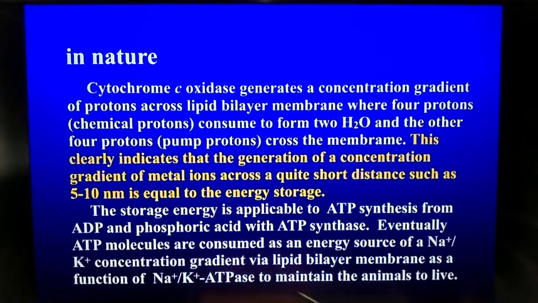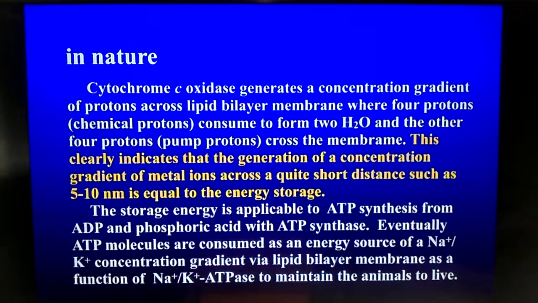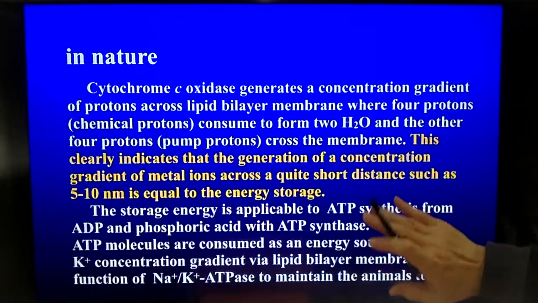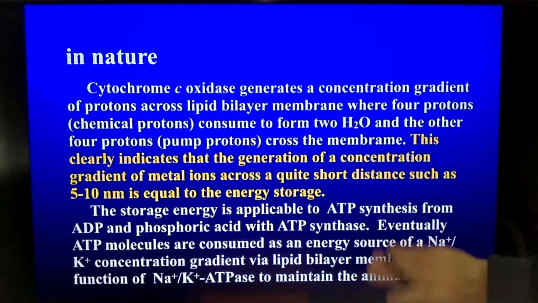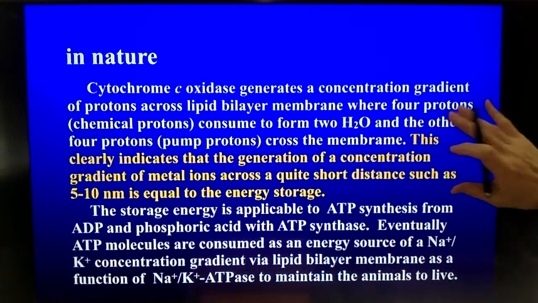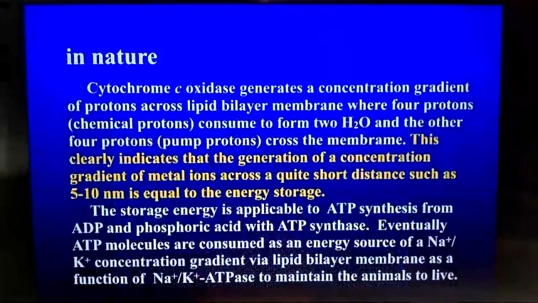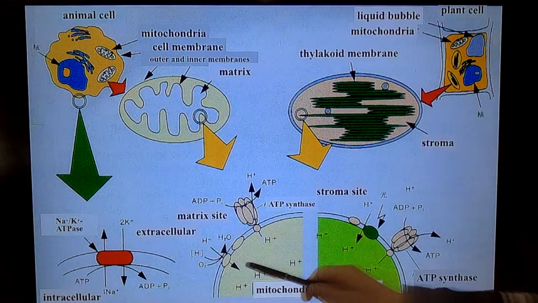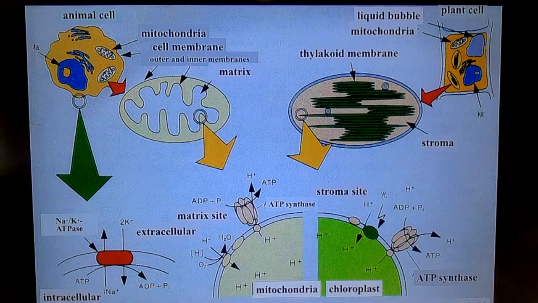Eventually, ATP molecules are consumed as an energy source for the sodium potassium concentration gradient across the lipid bilayer membrane, as a function of the sodium potassium ATPase, to maintain the animal alive. This part we are not focused on today. Our focus is this part. This guy, cytochrome C oxidase, has a quite efficient function for electron reduction of oxygen, but present fuel cells do not.